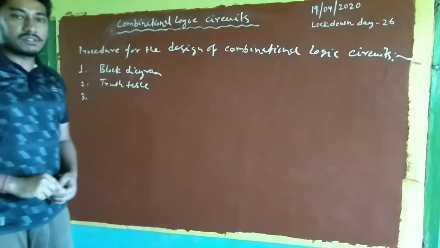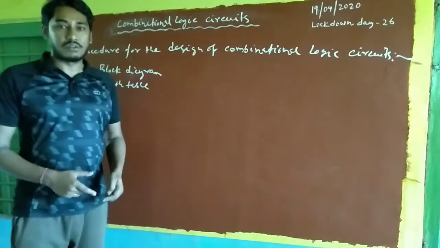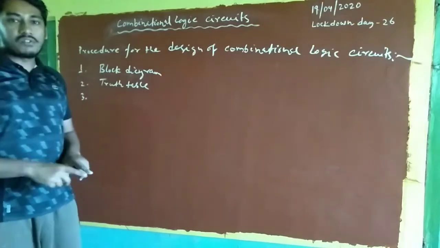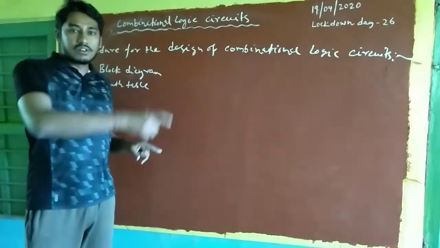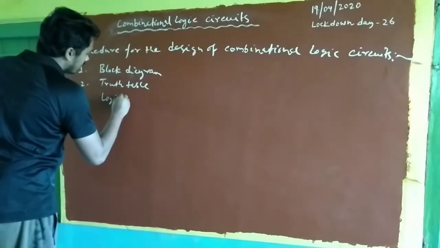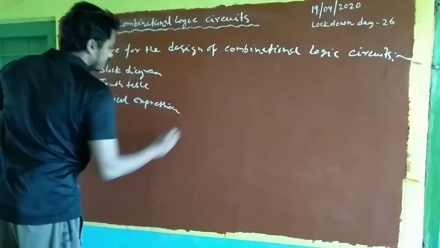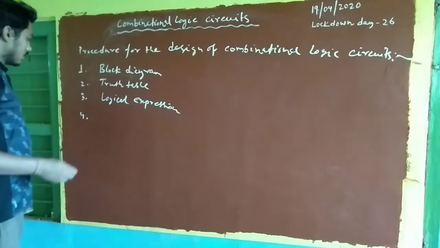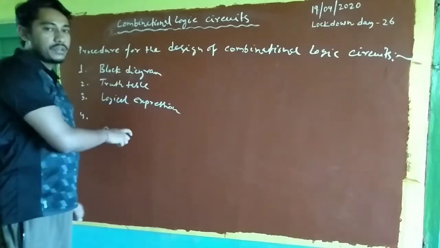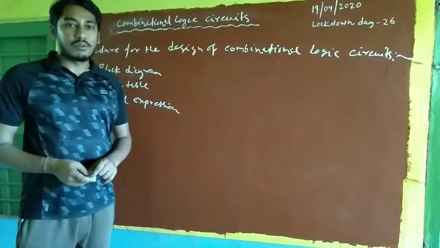Now the third step: we need to write the logical expression. After drawing the truth table of a particular problem, from the output values and input combinations we can write the logical expression for that. So, logical expression.